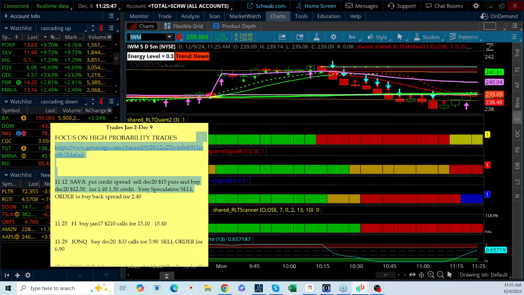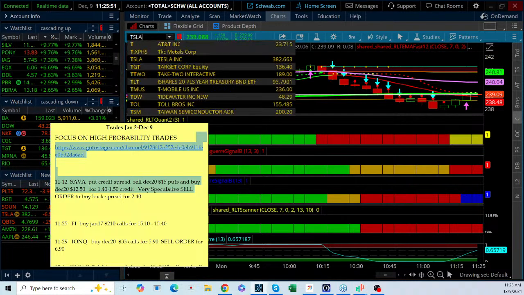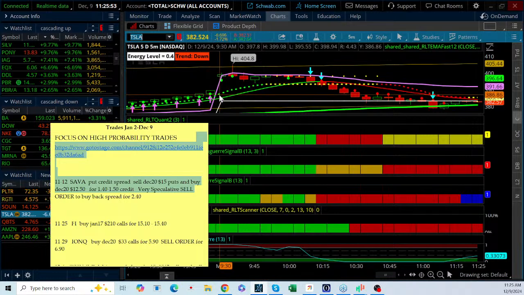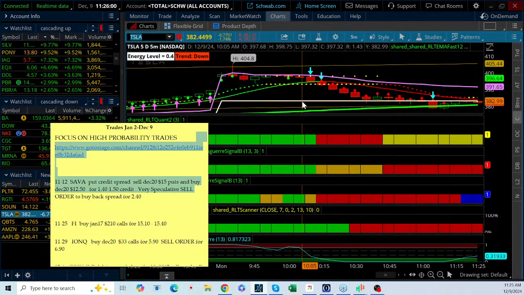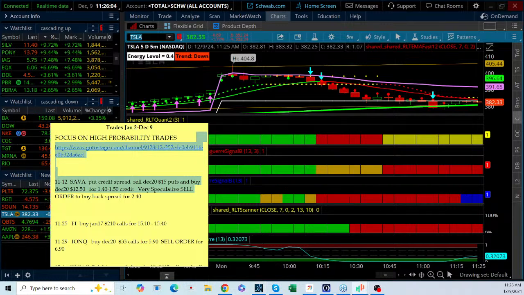I did take some more Tesla calls. A little bit risky, but I took some more Tesla calls with the same strike I took this morning. So they had gone down a lot. So I did average down on them, which is not necessarily a great thing to do, but I do like the fact that it bounced off of support. So I'm in some more Tesla calls.